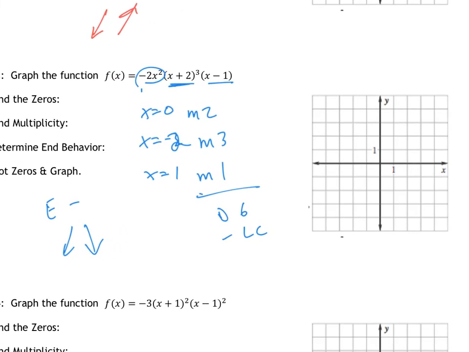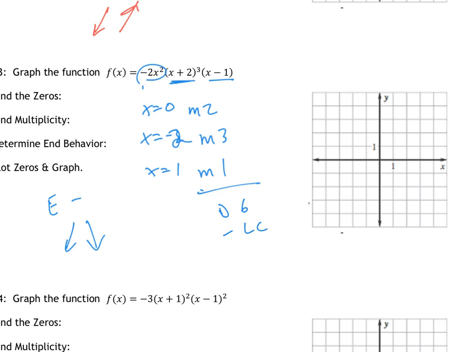So we need to understand the basic concepts. So here, x is equal to 0 because of that x squared. x is equal to -2 and x is equal to +1. So I know at the ends, they're both gonna go down. Once again, I'm not super picky about what's gonna go on here. At -2, I have a multiplicity of 3.